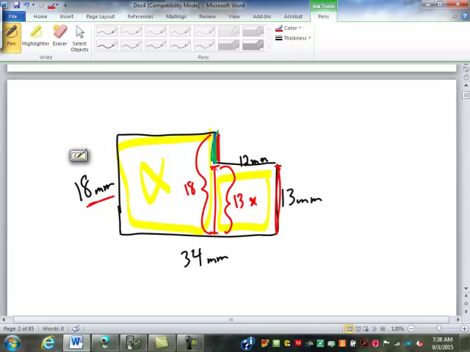Well, there you go. In geometry, we're always looking for 2 things that add up to a third. And here, the 13 plus whatever this is has to add up to 18, which means that has to be 5. 13 plus 5 is 18. So that has to be 5. And the same going the other direction.